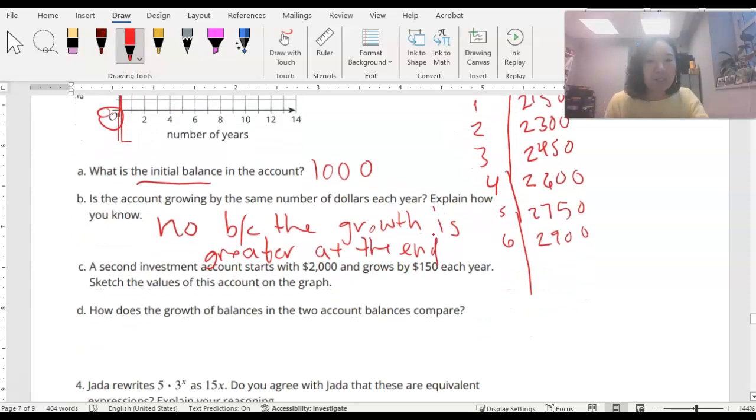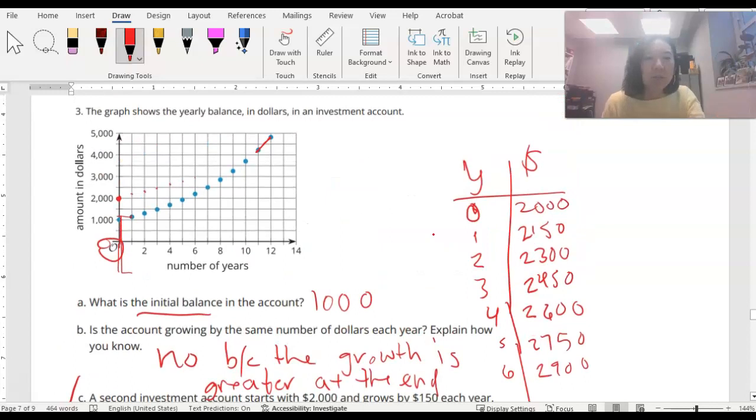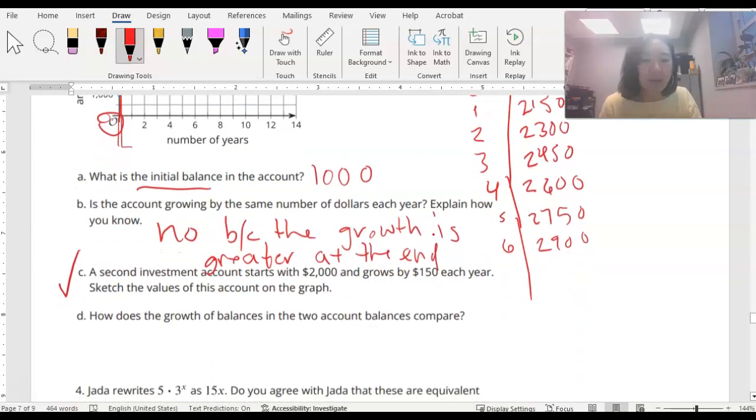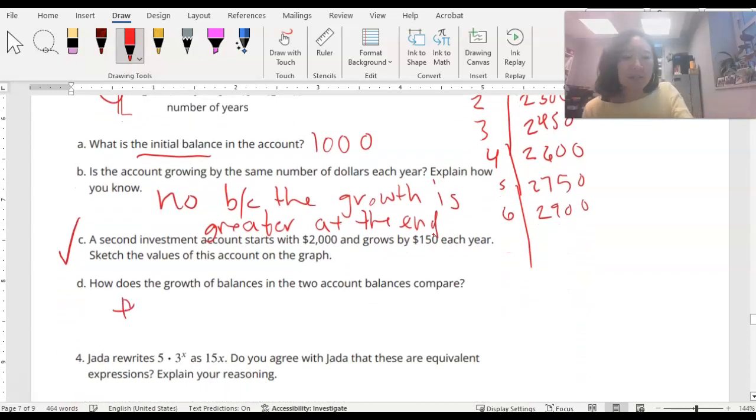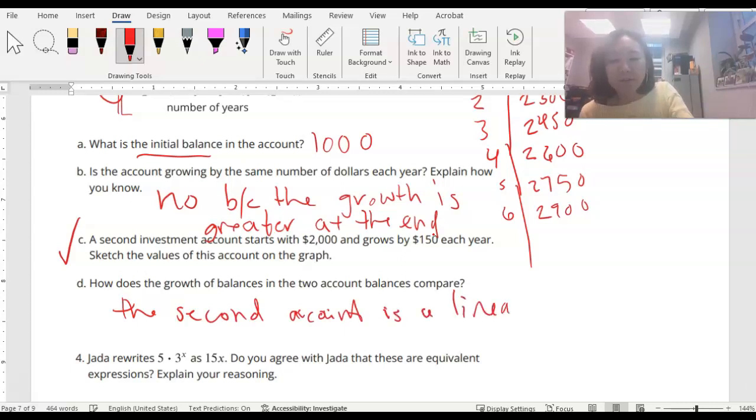So it says we did that. How does the growth of the two balances compare? So this would continue to go up, and in this case, the second account is a linear function, and it is growing at a constant rate.